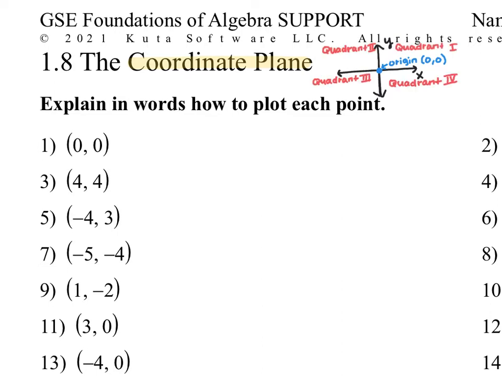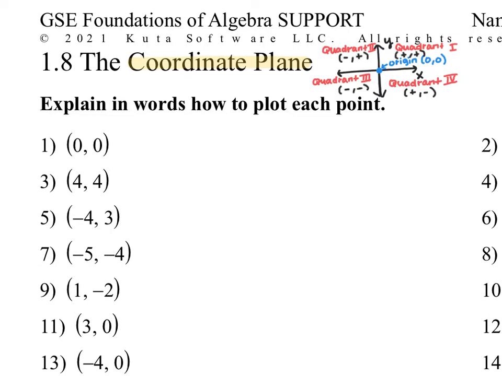That means the coordinate plane is divided into 4 different sections, and those sections are called quadrants because there's a total of 1, 2, 3, 4. Quadrant 1 is the top right, quadrant 2 is the top left, quadrant 3 is the bottom left, and quadrant 4 is the bottom right. So they go in a counterclockwise direction when you name them.